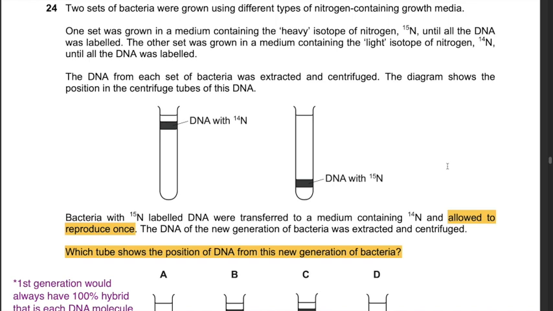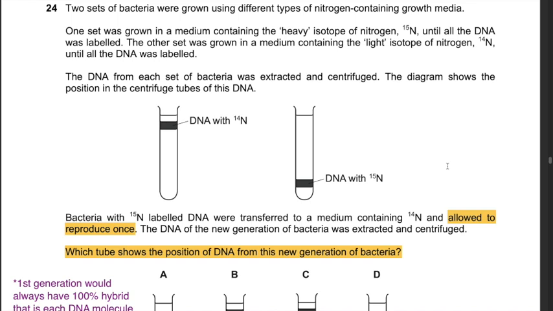Bacteria with 15N labeled DNA were transferred to a medium containing 14N and allowed to reproduce once. The DNA of the new generation of bacteria was extracted and centrifuged. Which tube shows the position of DNA from this new generation of bacteria? So this is a long question. However, the key point you must know is that this experiment is there in your textbooks as well.